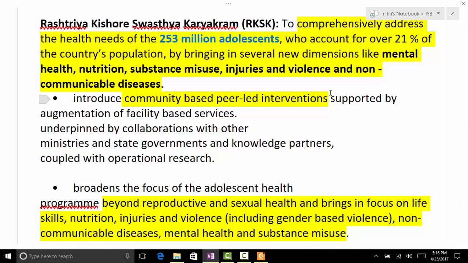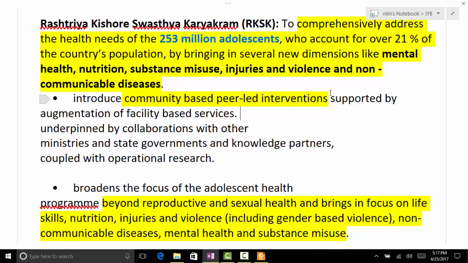What else? Divya? Nutrition. Basically, this is a comprehensive scheme. It will include almost all the things a child faces. Adolescents. How many adolescents? So 50 million, 20% of the population.